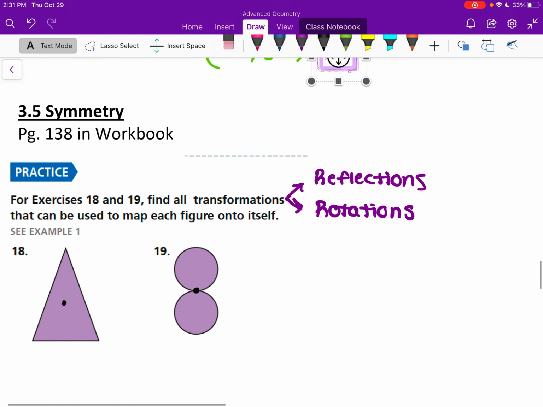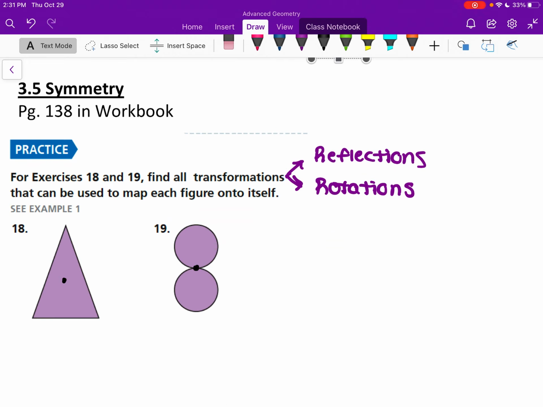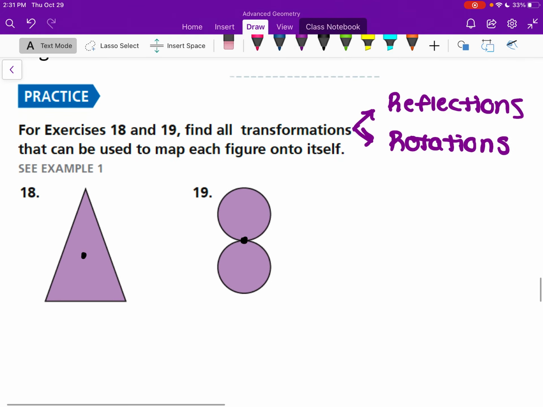So let's jump to symmetry. Symmetry we actually didn't have rules for. We needed to learn and use what we know about reflections and rotations to say, if I reflect or I rotate and I look exactly the same, then I have symmetry. So for number 18, we're going to find all of the transformations that can be used to map the figure onto itself, which this phrasing is also known as to make it look exactly the same.